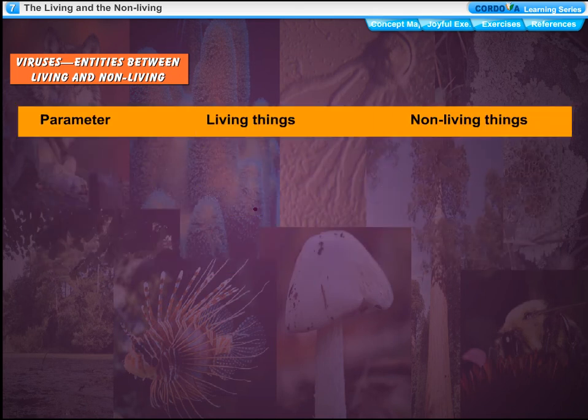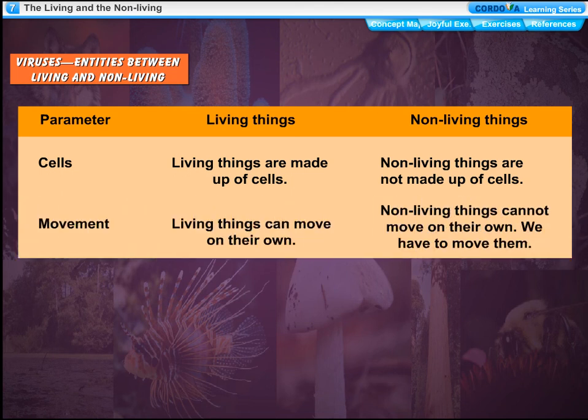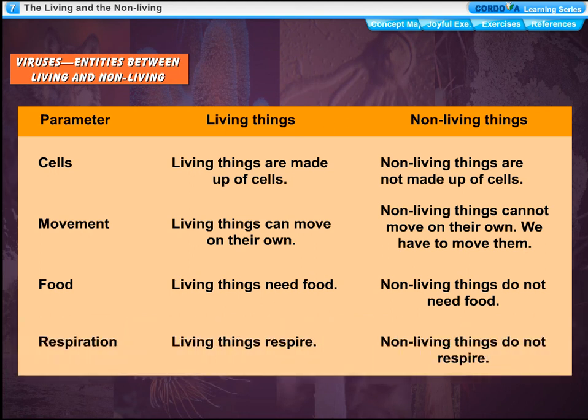Parameter. Living things, non-living things. Cells. Living things are made up of cells. Non-living things are not made up of cells. Movement. Living things can move on their own. Non-living things cannot move on their own. We have to move them. Food. Living things need food. Non-living things do not need food. Respiration. Living things respire. Non-living things do not respire.